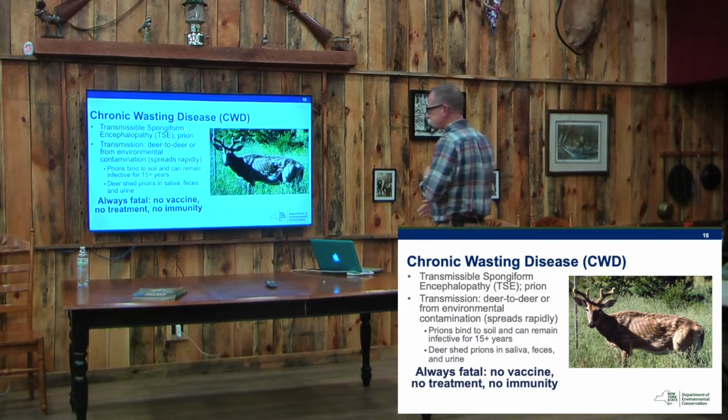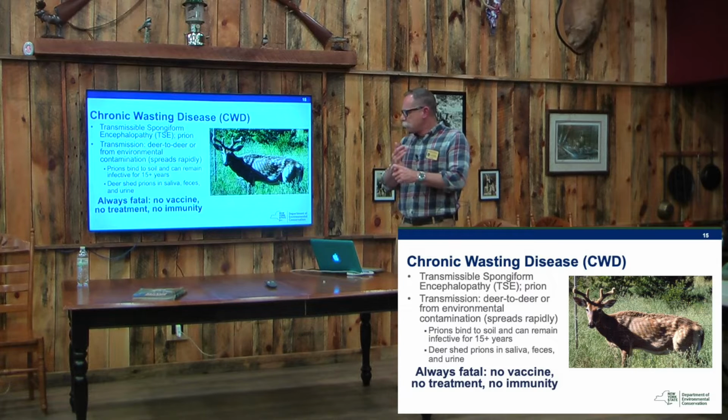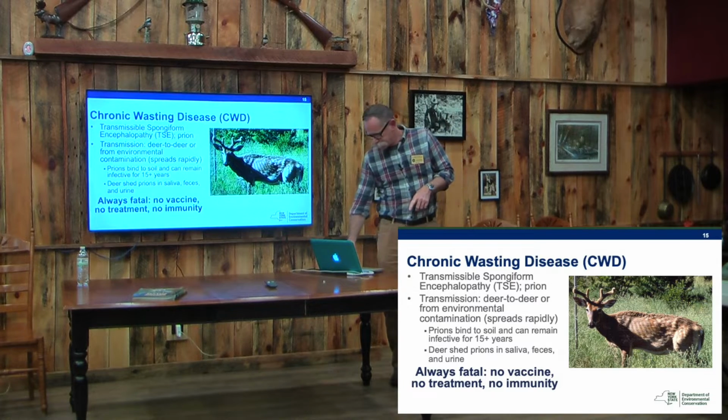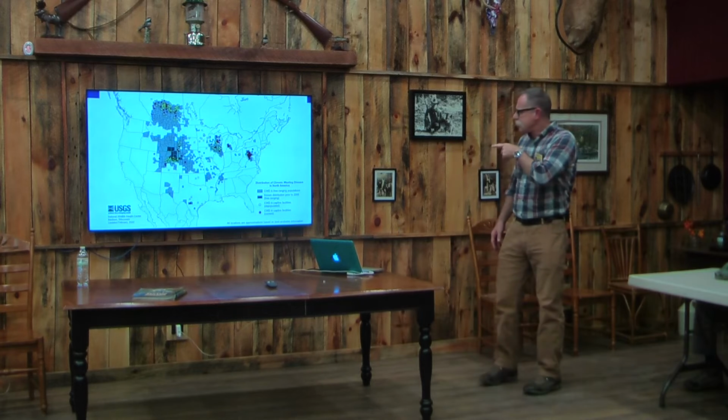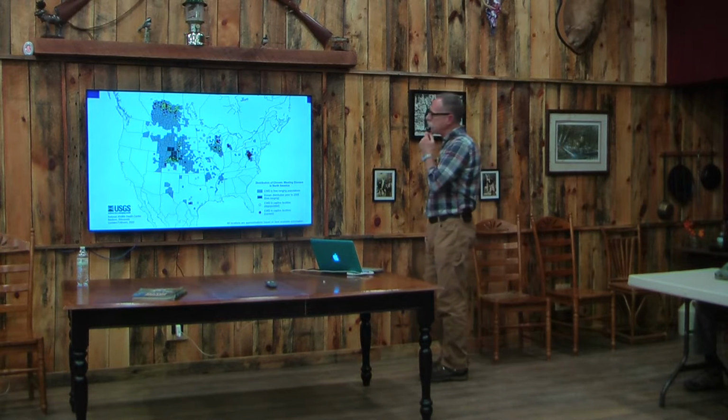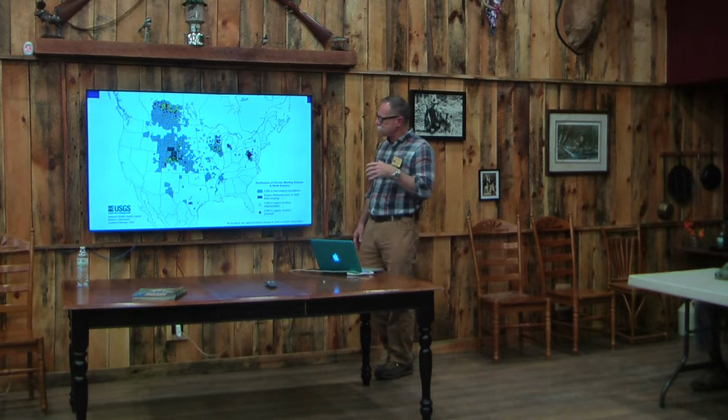It's always fatal. There's no vaccine. There's no treatment. There seems to be no immunity. So this is the latest USGS map on the locations of chronic wasting disease outbreaks.